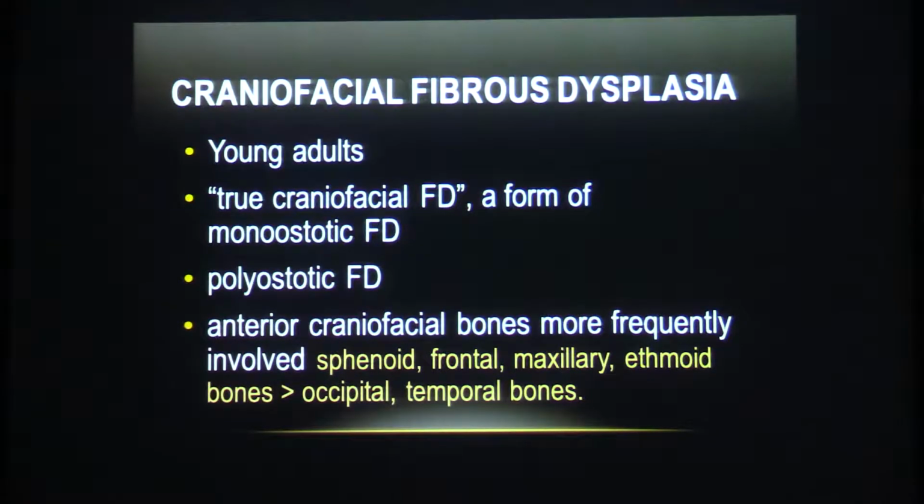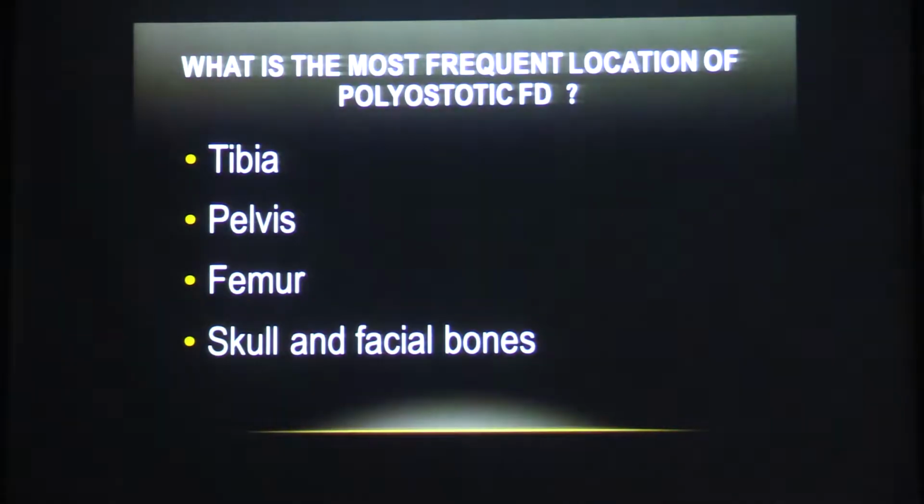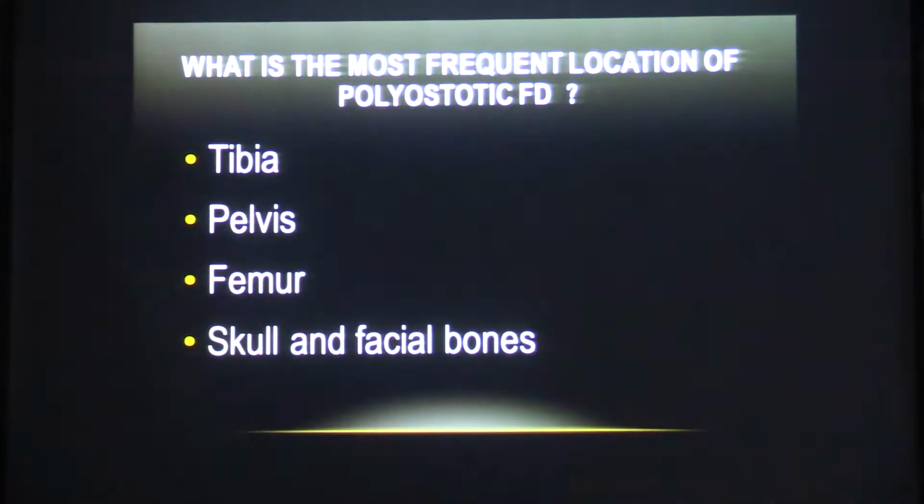Regarding the craniofacial bones, the anterior bones are frequently more involved. We're talking about sphenoid, frontal, maxillary, and ethmoid bones being more affected than occipital and temporal bones. And now, if we're talking about polyostotic fibrous dysplasia, then where is the most common place we can find it? Is it in the tibia, in the pelvis, in the femur, or in skull and facial bones? What do you think?